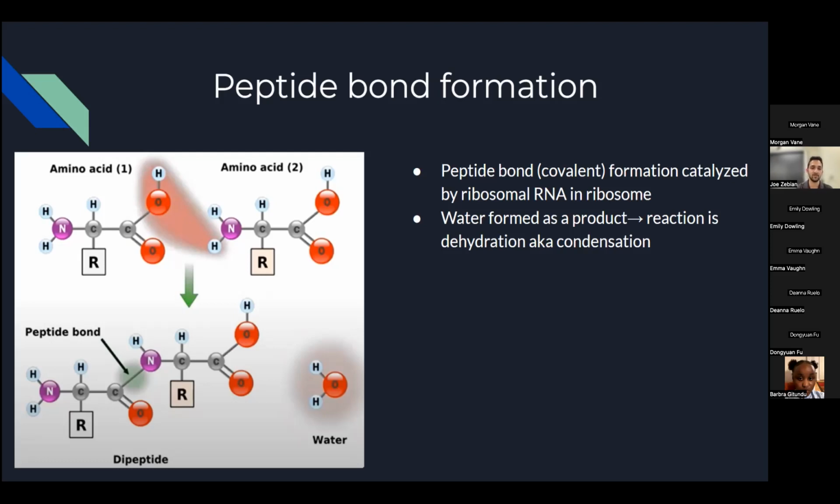The C terminus of one is going to connect to the N terminus of another, and that's how you create a peptide bond. And now you have two peptides. It's also worth noting that water is formed as a product, and this makes the reaction a dehydration reaction or condensation reaction. What that means is that water is produced.